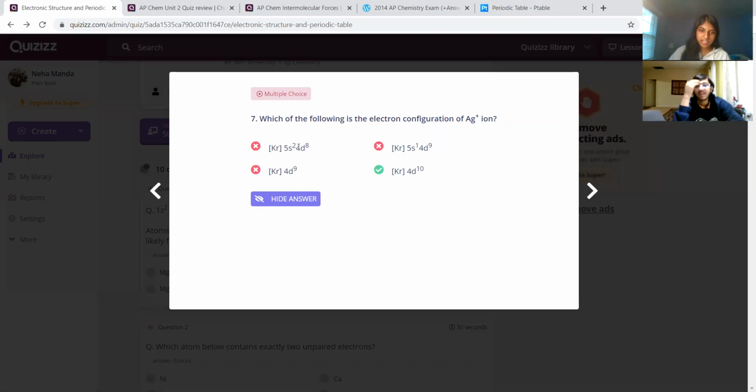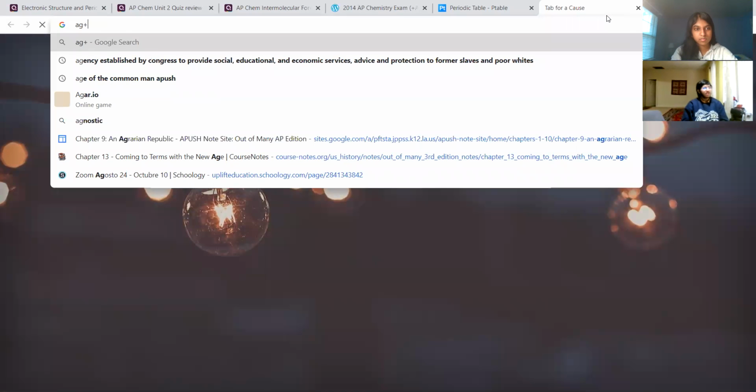Can they just take two from 5s2 and just put them in 4d? I understand why they're doing that because it's, I guess, more stable. But how do you get rid of 5s2 altogether? Let me search it up. Or how about you search it up as well, because it's better to clear this up right now than to have questions about it later.